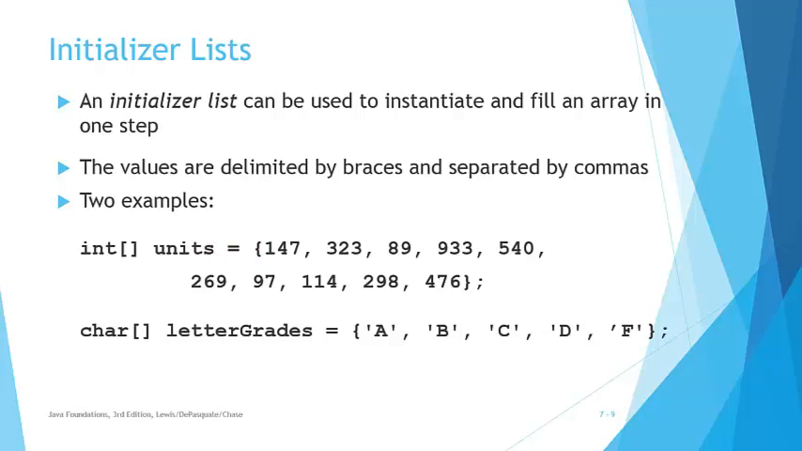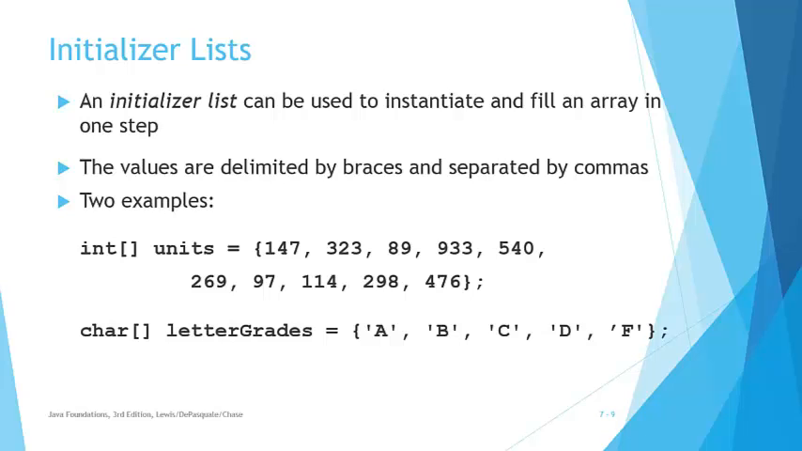The left side of the declaration is the same as we have seen before, but the right side is different. We don't use the reserved word new with primitive type arrays, and we don't have to declare the size. Java counts the values and automatically fixes the size of the array to match the number of items in the list. They will, of course, still be indexed from 0 to n-1. So integer array units will be size 10, as there are 10 initial values listed. Char array letter grades will store a length of 5, as there are 5 chars in the initializer list.